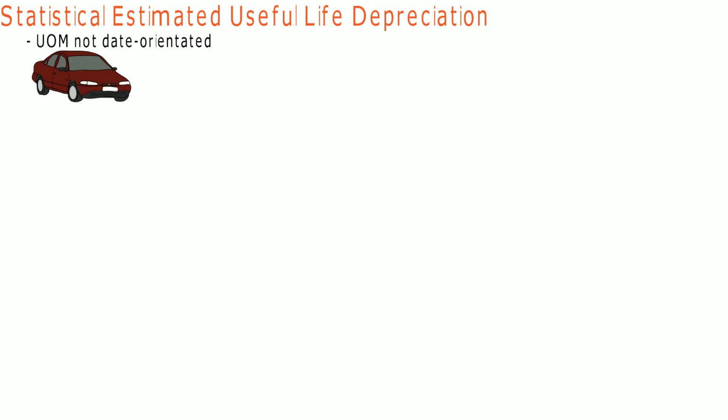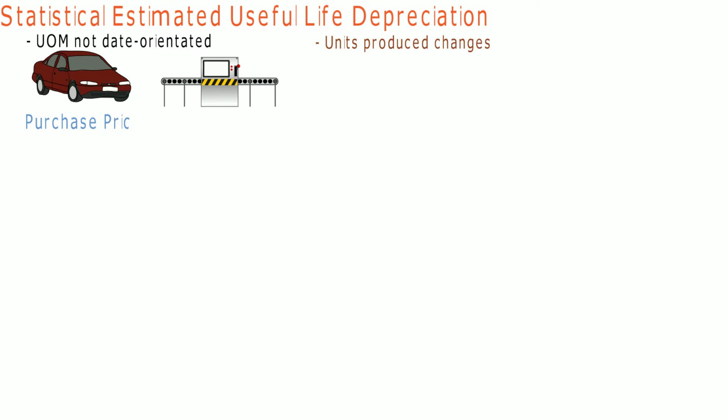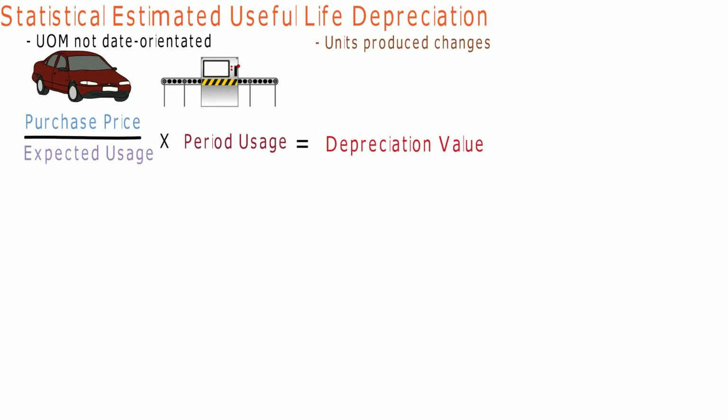Statistical EUL depreciation. Unlike other depreciation methods, statistical EUL depreciation's unit of measure is not date-orientated, but rather uses units of measure like mileage in the case of vehicles or usage in the case of production machinery. This method takes into account the possibility that the asset might not produce the same output every period. The depreciation for each period is calculated as the asset's cost over the total usage for the life of the asset, multiplied by the unit usage for that period.